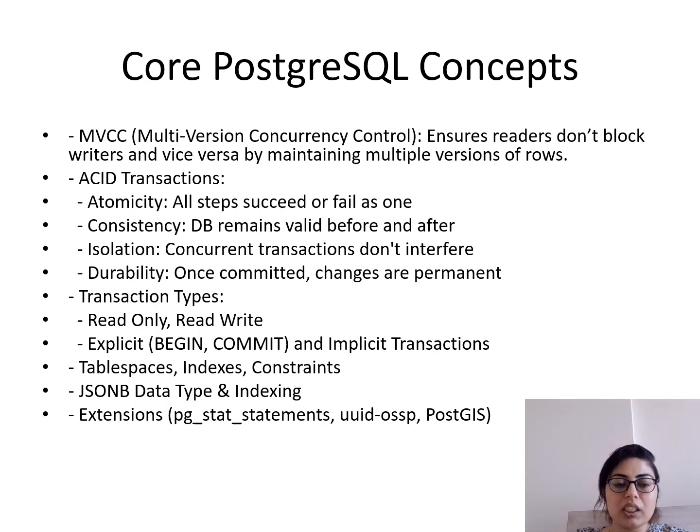So there you should know about tablespaces, indexes, and constraints. And what are the data types in PostgreSQL? We have JSONB. And indexing: what are the indexes we can use in this database? There are some extensions like pg_stat_statements. What is the use of that? UUID-OSSP and PostGIS.